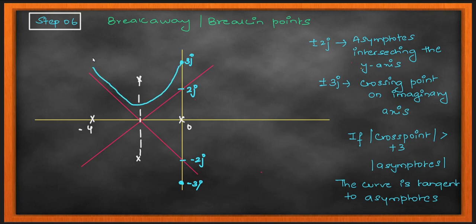You just draw it very close to your asymptote. How close you can bring it is decided by the breakaway point. But we can't show it accurately, so bring it as close as possible and allow a certain gap.